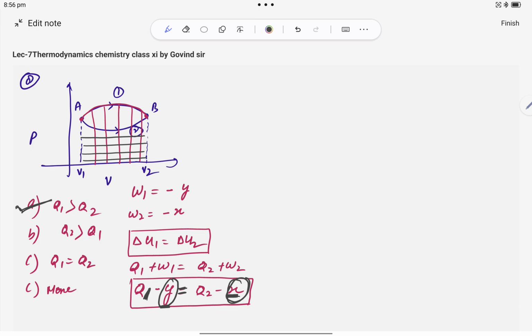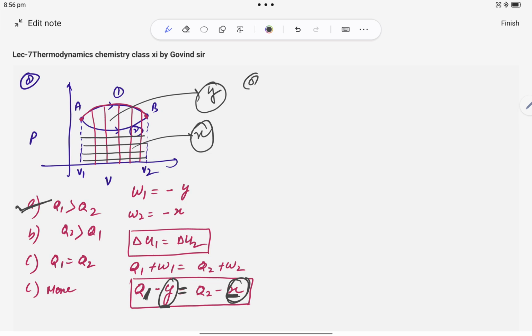Y is small, yes or no? W1 is what? This whole area, this is y, and W2, this is x. So this is more amount, this is less amount. So more amount you are subtracting, even though it is equal to Q2, then Q1 is greater than Q2. That option will be correct.